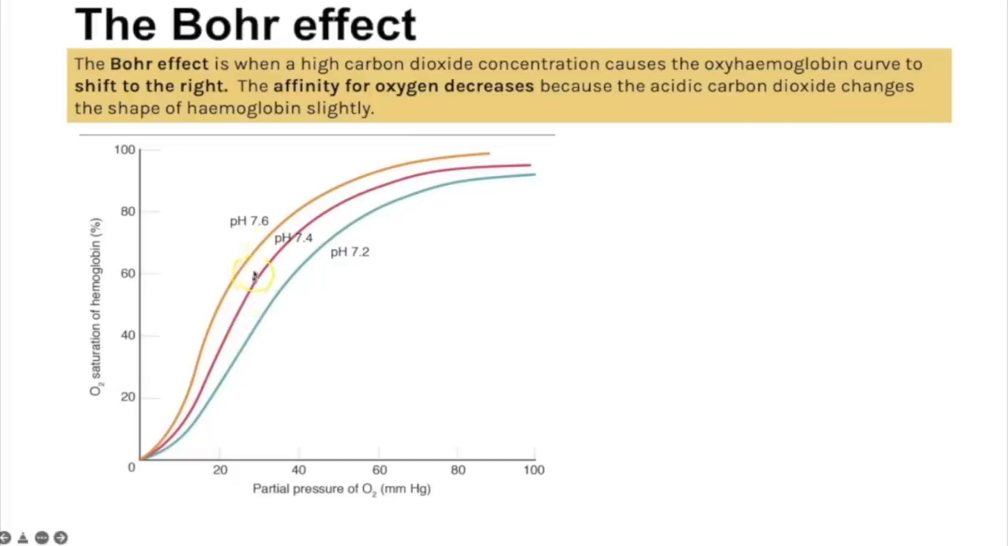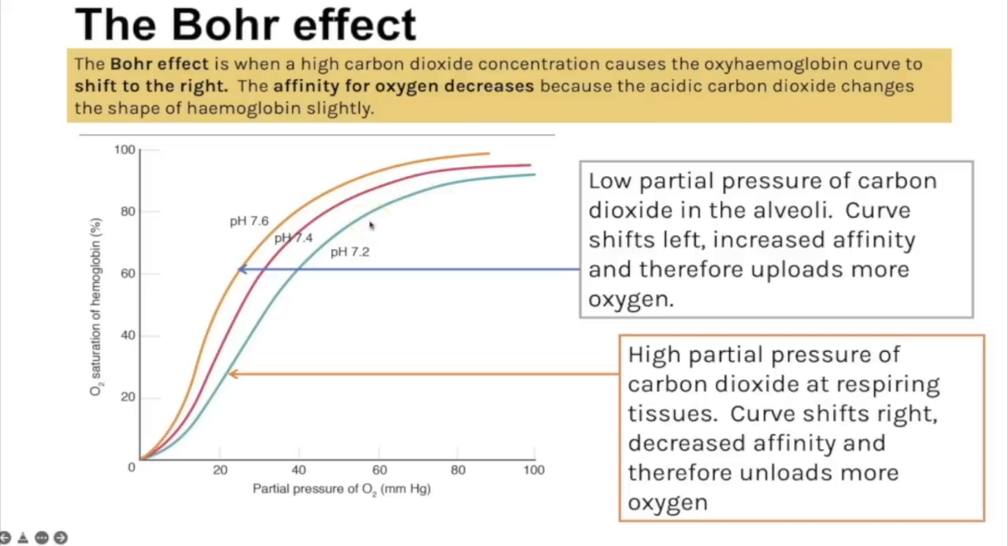So we can see here we've got three curves at different pHs, and the lower the pH, the more carbon dioxide there would be present. So we can see here at pH 7.6 compared to, let's say, 7.2, the curve has shifted to the right, and even at the same partial pressure, so we'll pick 20, we can see that the saturation is only about 25%, but for this one, it's just under 60%, and that is because of this Bohr effect.